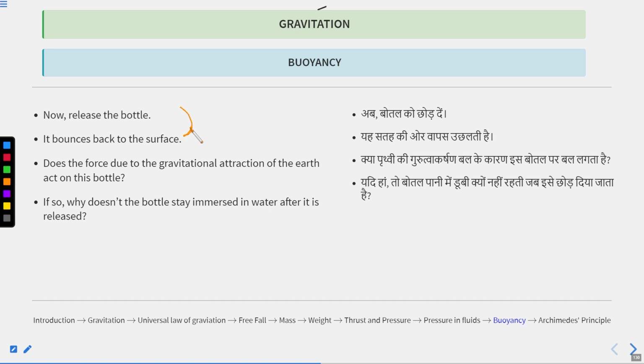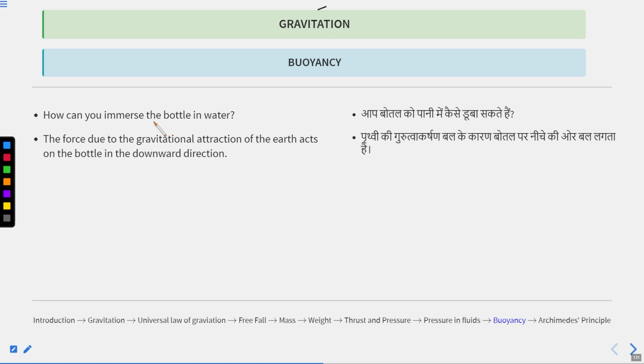So what does it mean? Why is the gravitational force not acting on the ball? Why is the ball not sinking? Okay, why is it still floating? We have applied force. Okay, we are feeling an upward force on the body. Why is this force working against gravity? Why does the bottle or that ball not stay immersed in the water after it is released? Why does it bounce back to the surface of the water? How can you immerse the bottle in water? So the thing is, gravity is there.